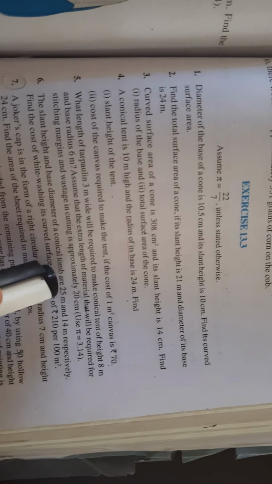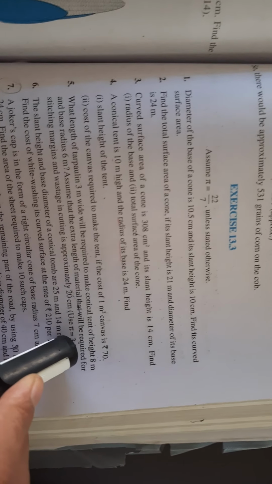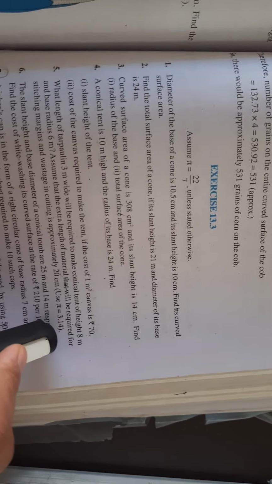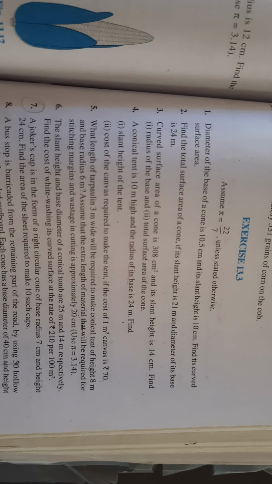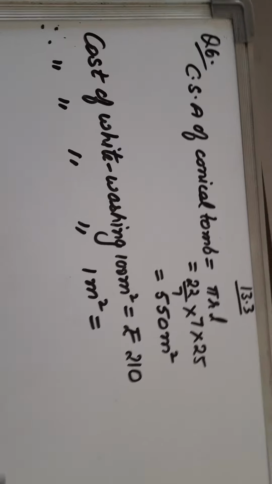Try this question yourself. First of all, we need to find out the cost of whitewashing its curved surface area. So find out the curved surface area, right? Its slant height and diameter are given to us. First of all, convert this diameter into radius and you will get 7 meter as radius. Then the cost of 100 meter square is given to us. To convert it into 1 meter square, just divide and then multiply. So try this question yourself also before looking at its solution. So here is the solution.